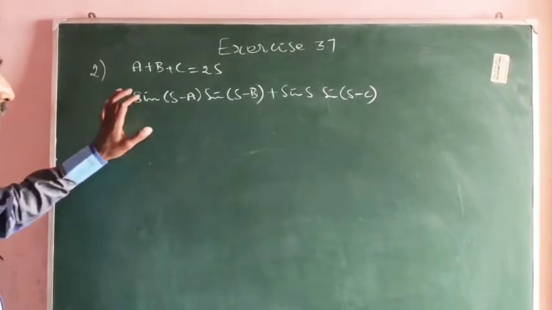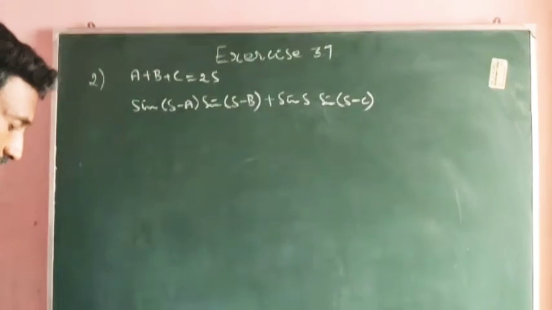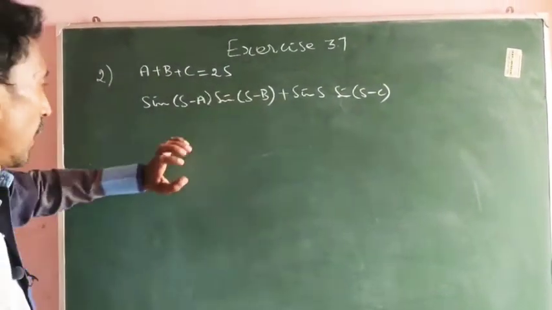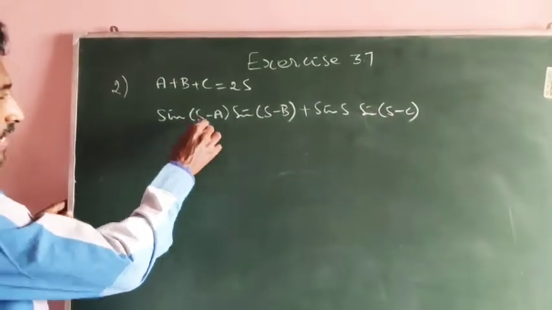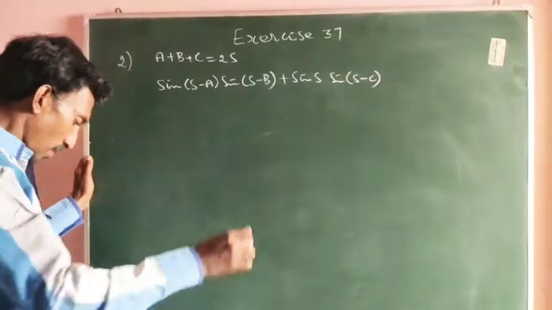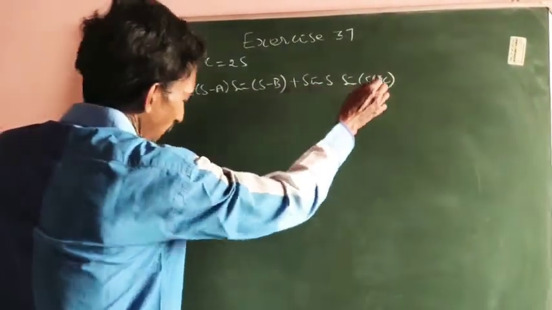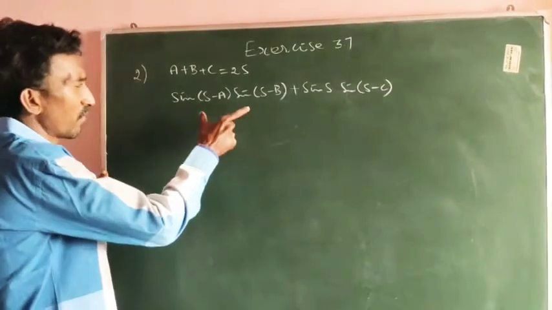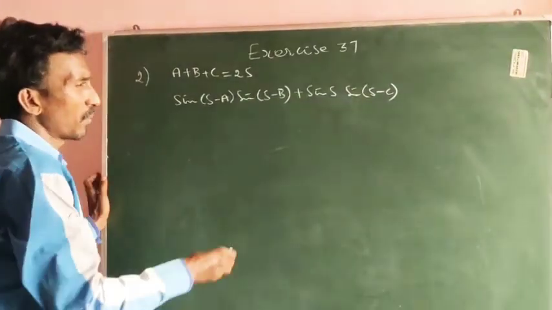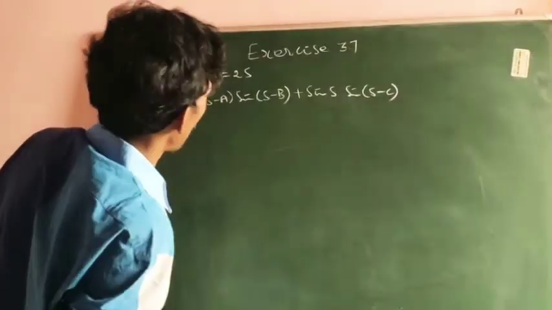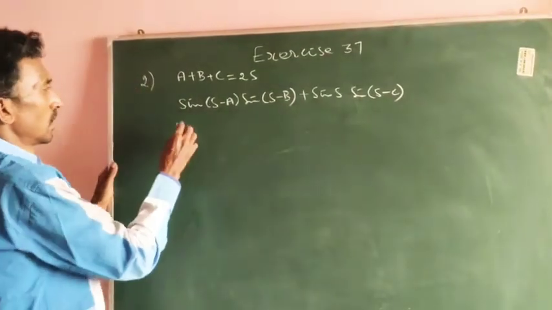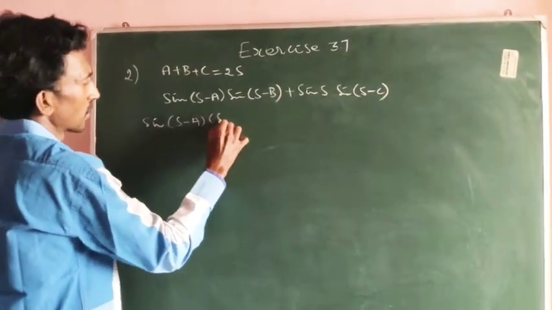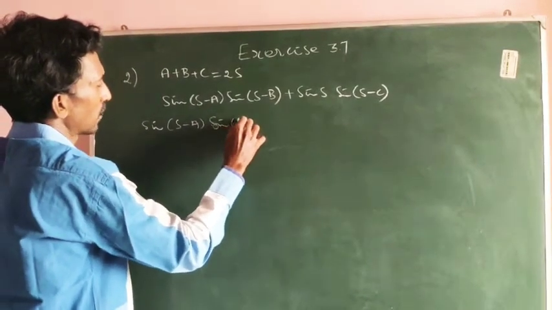Question number 2 in exercise 3.7, conditional identities. If a plus b plus c equals 2s, then prove that sin(s minus a) sin(s minus b) plus sin s sin(s minus c) equals sin a sin b. That is our aim. We can find the first term and the second term separately, because it's not enough to solve directly. So first we take sin(s minus a) into sin(s minus b).